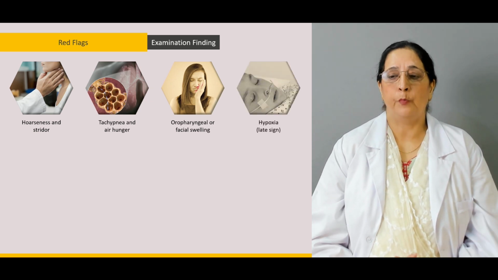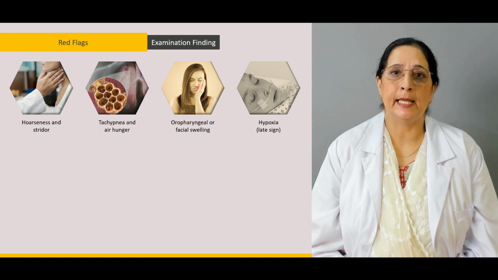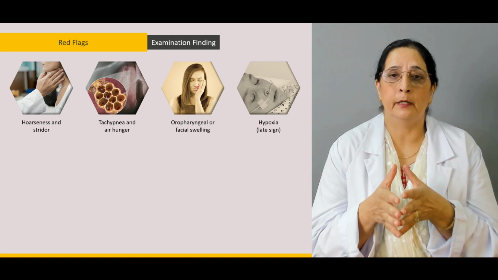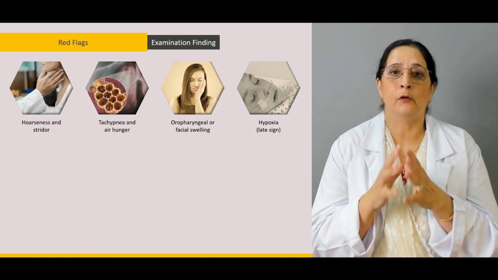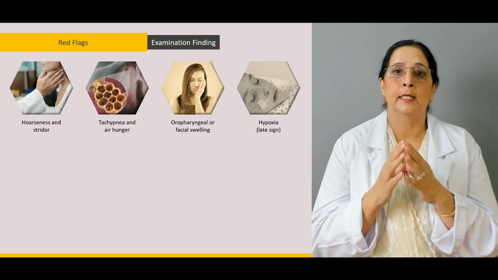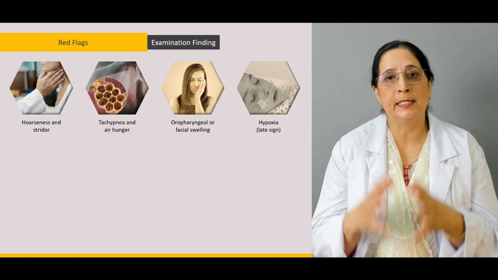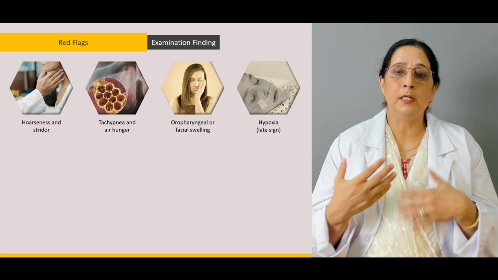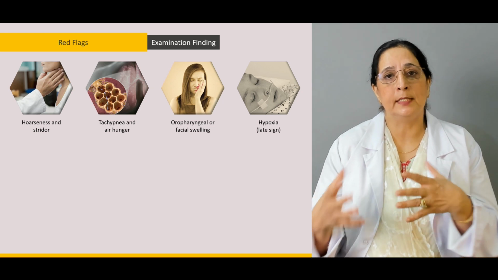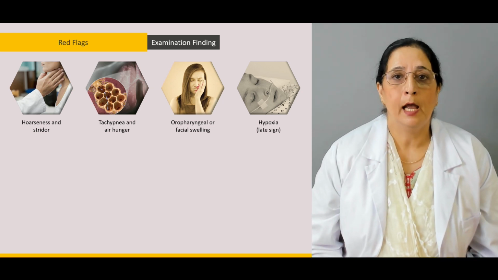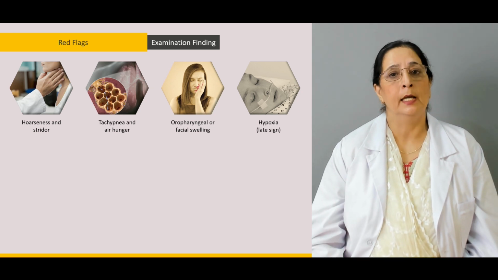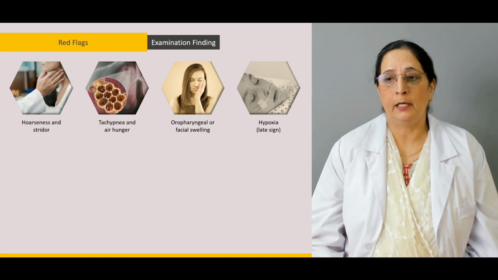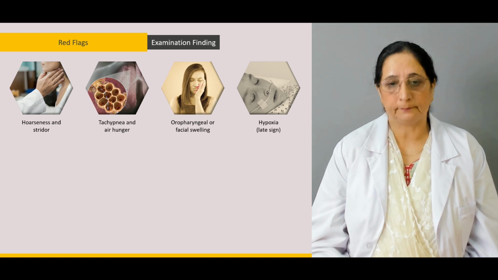Then we have hypoxia, which is the late sign as a result of all these changes: swelling, poor breathing, respiratory compromise. There is hypoxia, decreased supply of oxygen to different parts of the body, and different organs slowly start showing the signs associated with hypoxia. So hypoxia is a late sign, and then we need oxygen to recover from this hypoxia.